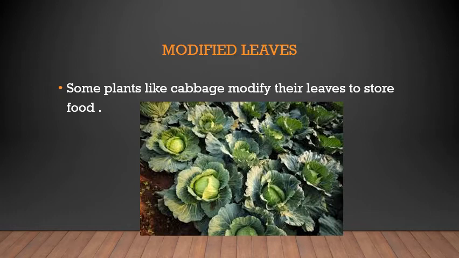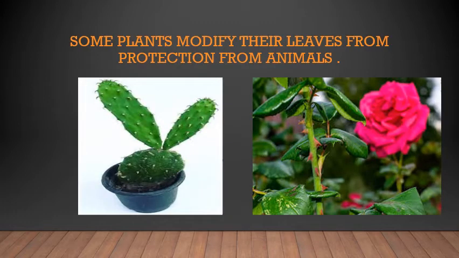You can see here the picture, that is a picture of the cabbage plant. They look like a flower, but it is the modified leaves. Then in some plants the leaves are modified into thorns, like cactus and rose. The leaves are modified into thorns because they want to protect themselves from the other animals.